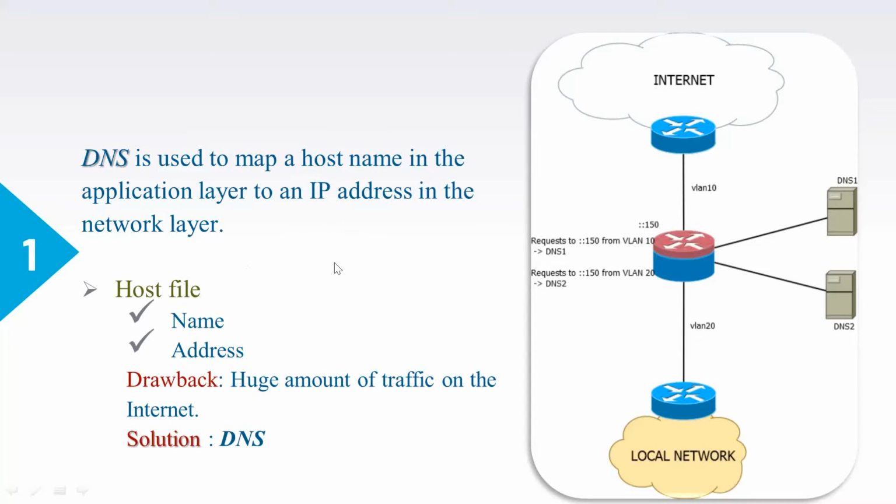When the internet was small, a host file was used. The host file comprised two sections: name and address. Here, each name is assigned to an address. So if a user wanted to map a name to an address, the host could easily find the particular address for the name. But the drawback is that the host file created a huge amount of traffic on the internet. In order to avoid that, we had a great solution, that is DNS, which can translate a name to an IP address.